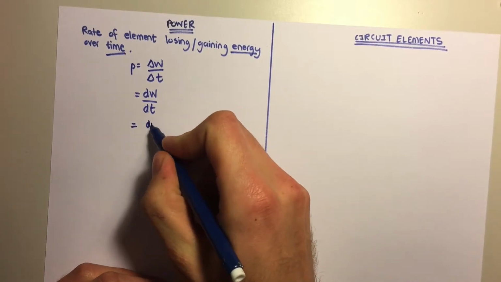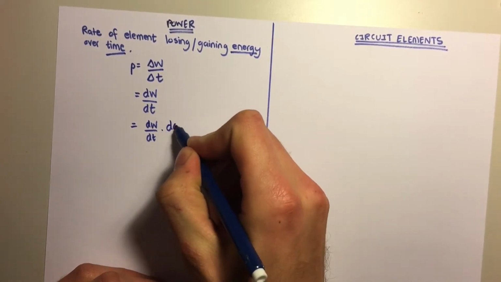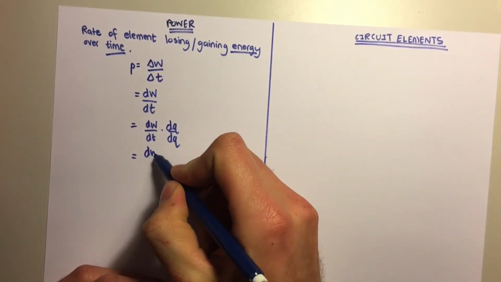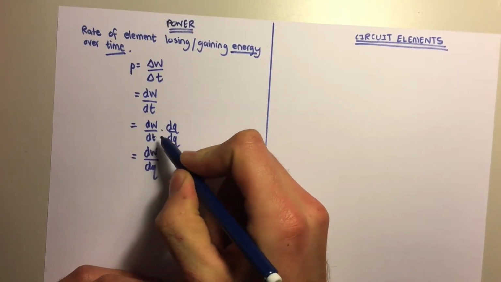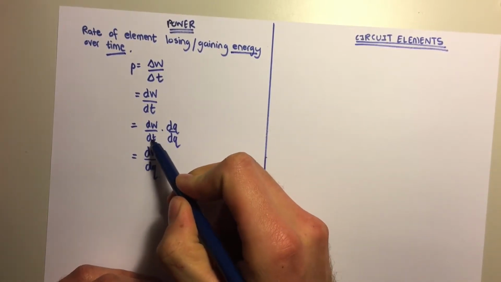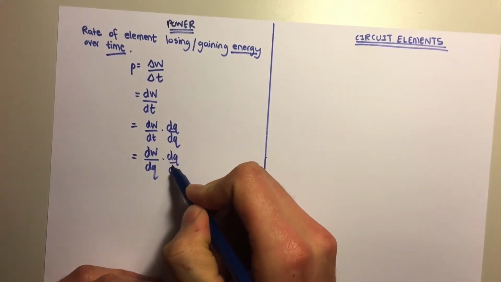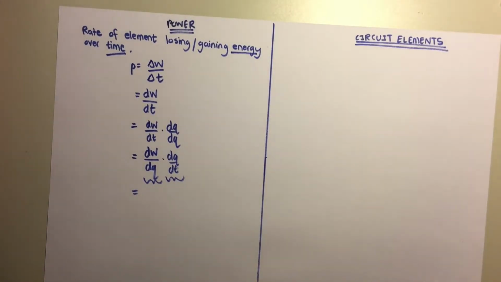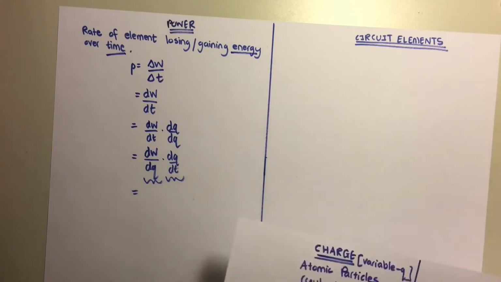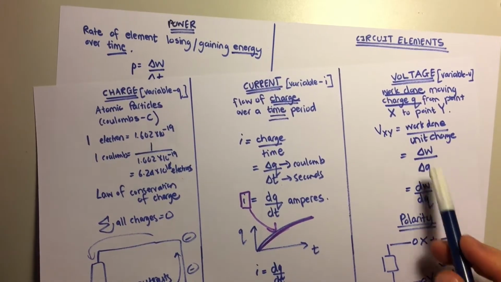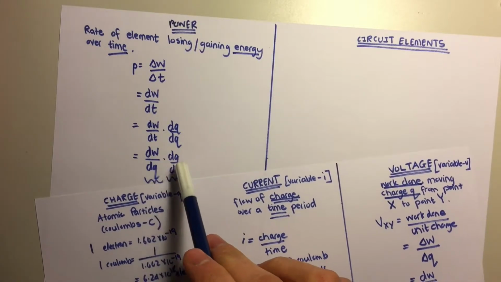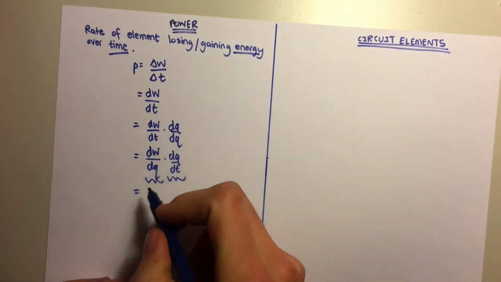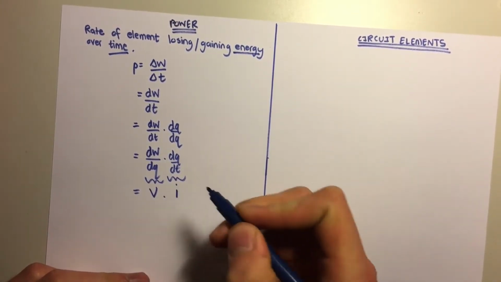So that would mean dW/dt times dQ/dQ, which, if we just move this around, all I did was move that underneath the dW, and then move the dt under that dQ. And as we can see, dW/dQ is our voltage, and dQ/dt is our current. So that is V times I.